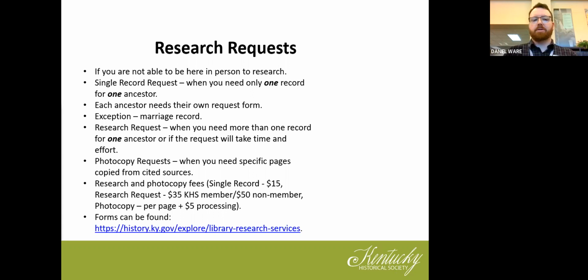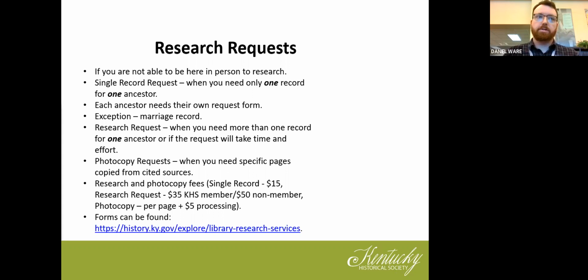The research request, that's the bigger, meatier request. That one would typically be for one ancestor as well, but that would be if you were wanting a marriage record and a death record and a birth record for your great grandmother. You would want to fill out a research request if it's going to take a lot of time and effort, where you're going to have to really dig into your collection. That would typically, as of right now, if you're a KHS member, be $35. If you're a non-member, it'd be $50.